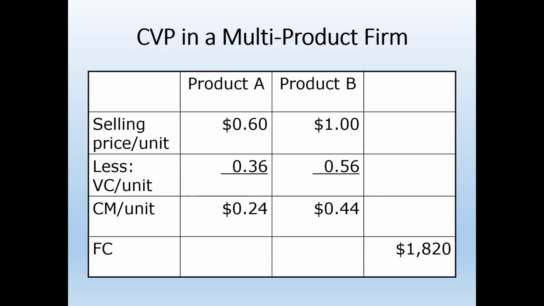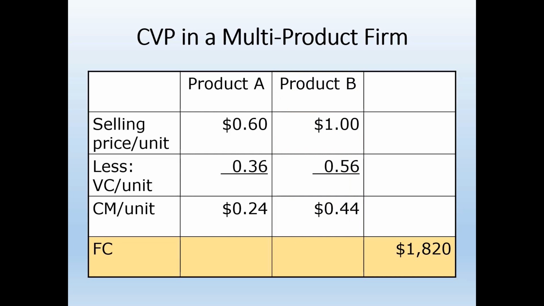Here's some data for each of the products that Acme makes. Product A should look very familiar. It sells for 60 cents per unit. It has 36 cents of variable costs per unit, and that gives it 24 cents of contribution margin per unit. Product B is the new one. It sells for $1, has 56 cents of variable cost per unit, and that gives it 44 cents of contribution margin.